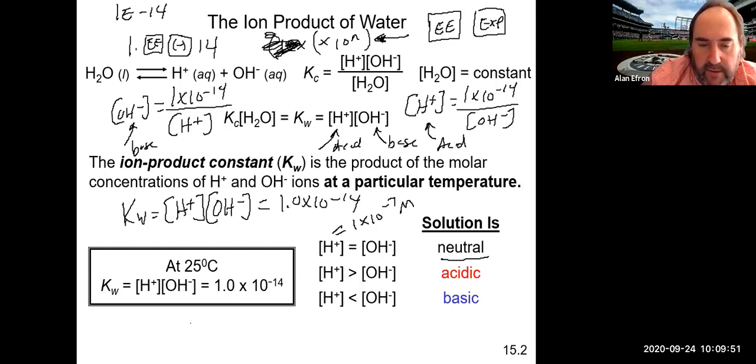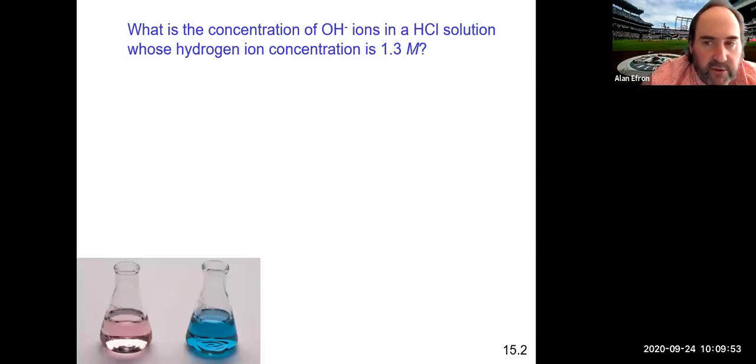So why don't we try one? What is the concentration of hydroxide if the hydrogen ion concentration is 1.3 times 10 to the minus 1? Take a second and figure it out. Also figure out, is it acidic, basic, or neutral?